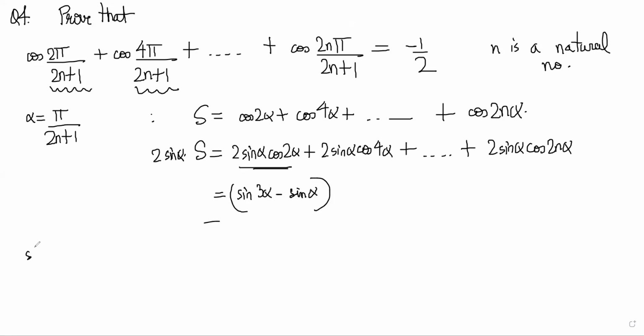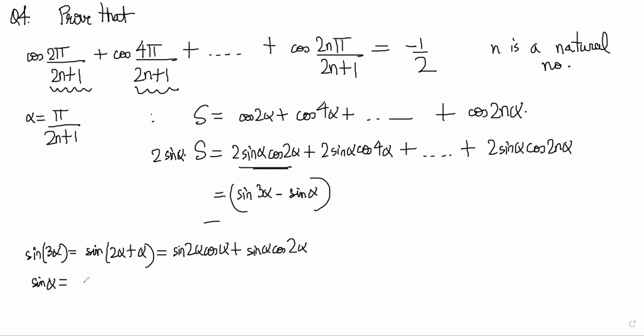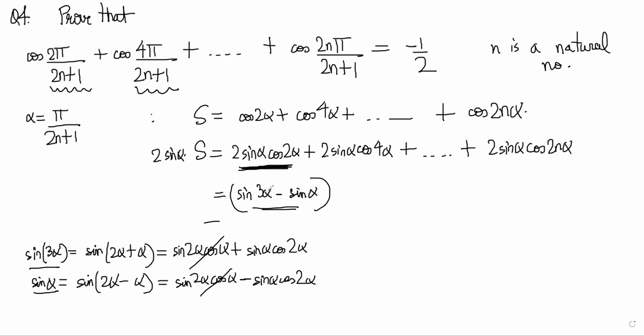How? Because sine of 3 alpha can be written as sine of 2 alpha plus alpha, which is basically sine 2 alpha cos alpha plus sine alpha cos 2 alpha. And similarly, sine of alpha can be written as sine of 2 alpha minus alpha, which is equal to sine 2 alpha cos alpha minus sine alpha cos 2 alpha. So when I subtract this and this, I end up cancelling these two terms and I get 2 sine alpha cos 2 alpha, which is what was there, right? So basically, I'm writing it as a difference of 2 sines, right?